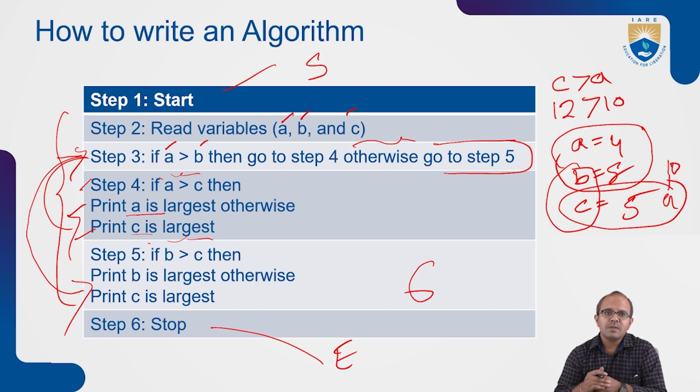Now step 5. If step 3 is false, the statement written in step 3 is false, then what is the purpose? We move to step 5. There we are going to compare the value of B with the value of C. The variable B is compared with the variable C. And finally, in step 4 and step 5, we are going to print the outcome. Either it may be A greater or B greater or C greater.